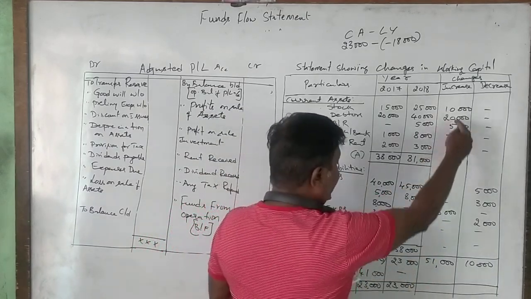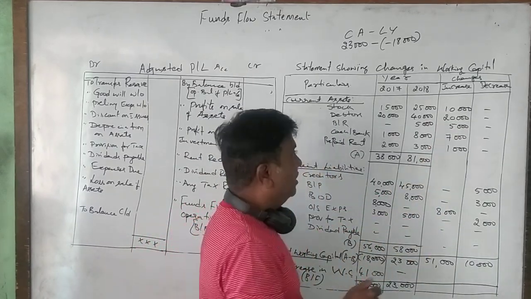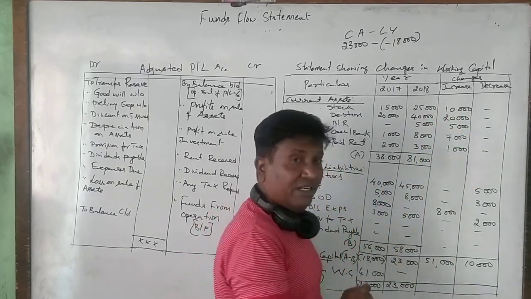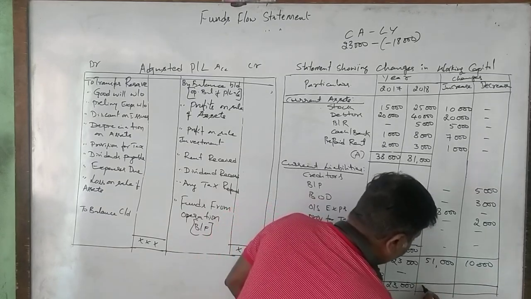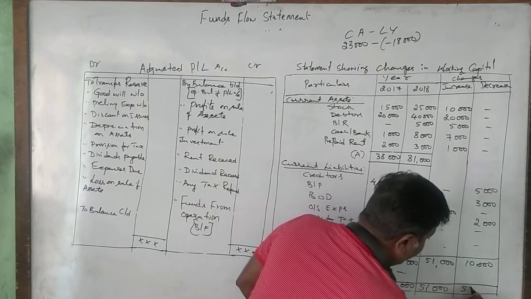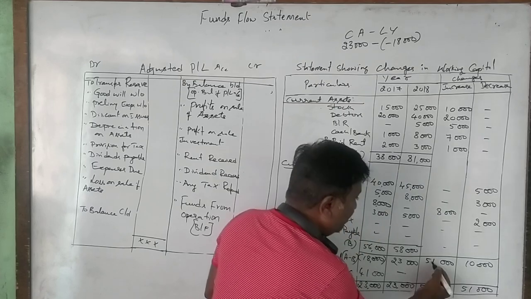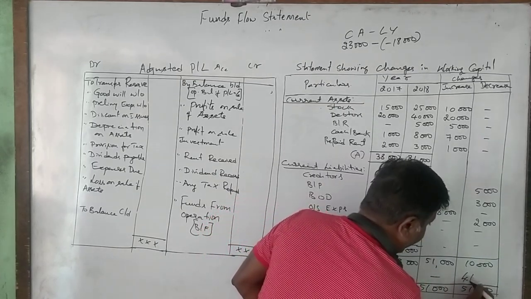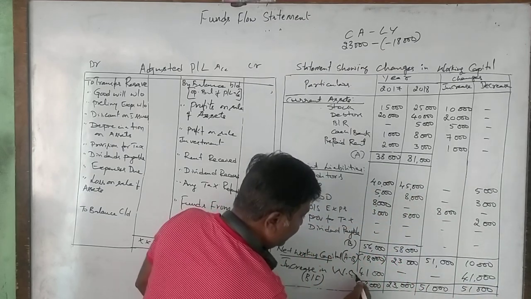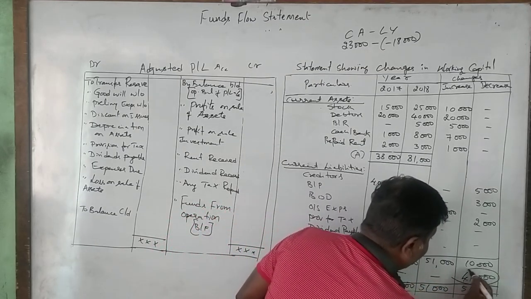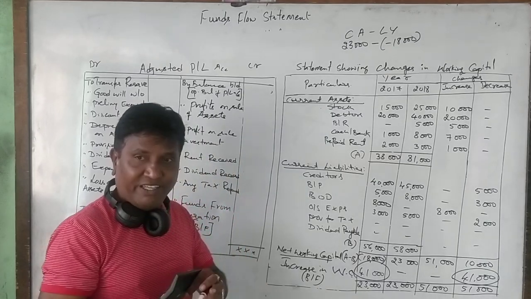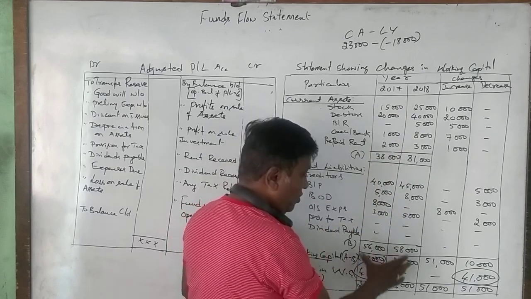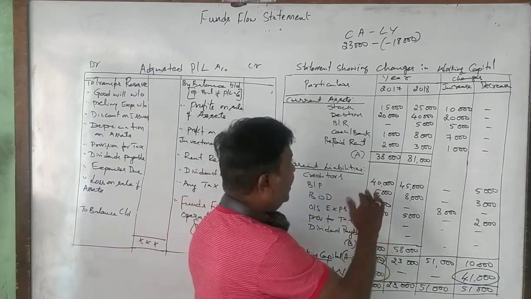Now, the total in the increase column is 51,000 rupees. The total in the decrease column is 10,000. Which is more? The increase column, 51,000, is more. Therefore, we write 51,000 here, 51,000 here. 51,000 minus 51,000 is dash, 51,000 minus 10,000 is 41,000. Now check with this answer, and this answer is coming correct. This is a small verification. First we have to solve what is given in the question, then you just take it.